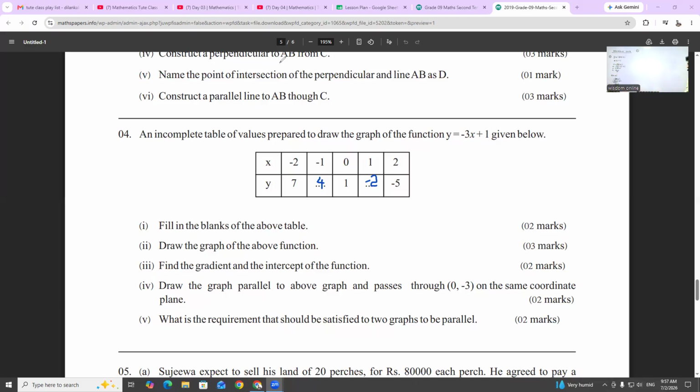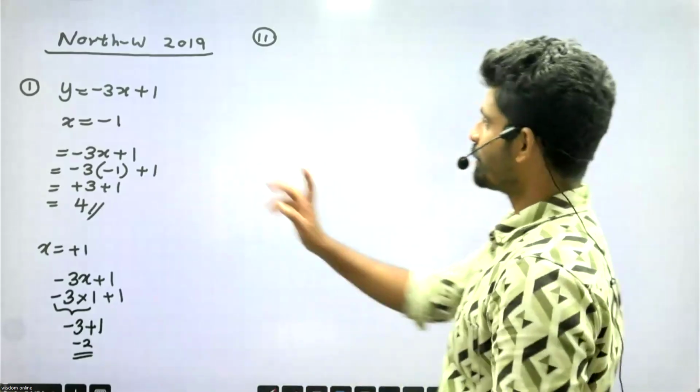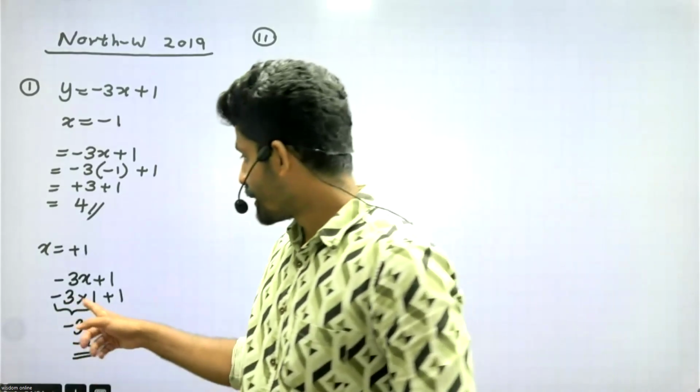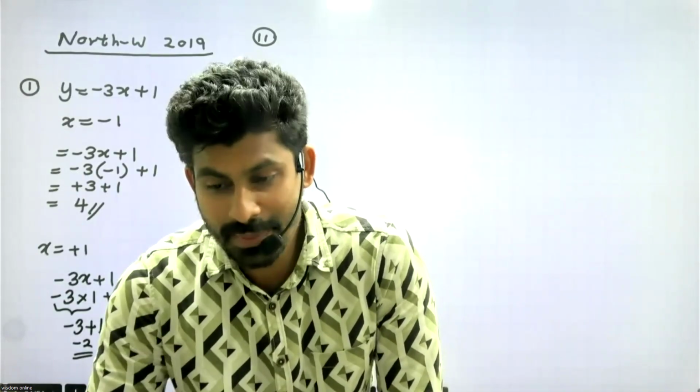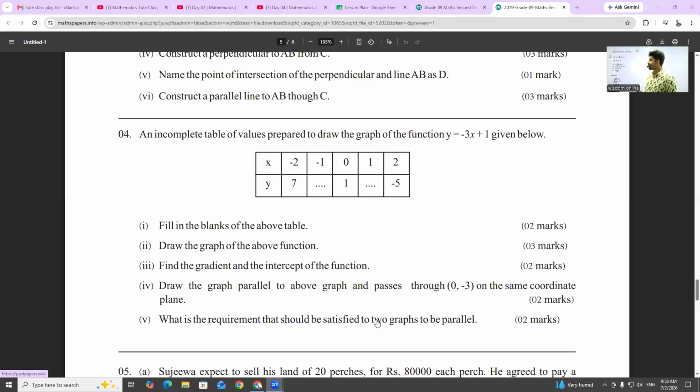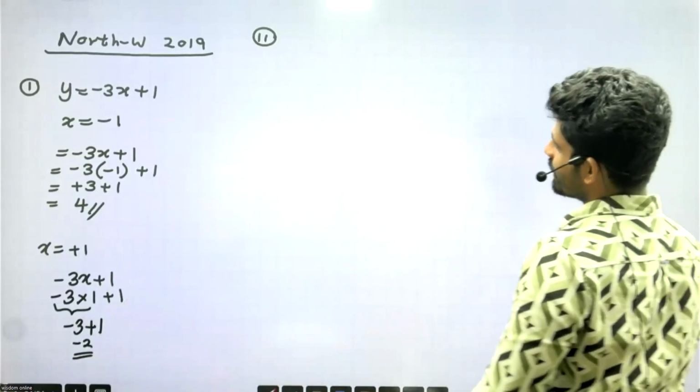X and Y. 7 and minus 5. On the x-axis, minus 2 to plus 2. For the y-axis, what is the maximum? Maximum 7, minimum minus 5.